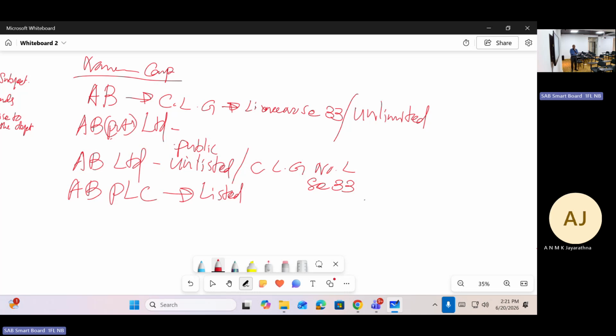Next one is the company must have a share capital and they must have the shareholders of the company. So when we consider the types of companies, we have divided companies into three: limited, unlimited, and company limited by guarantee. Three types of companies, right?